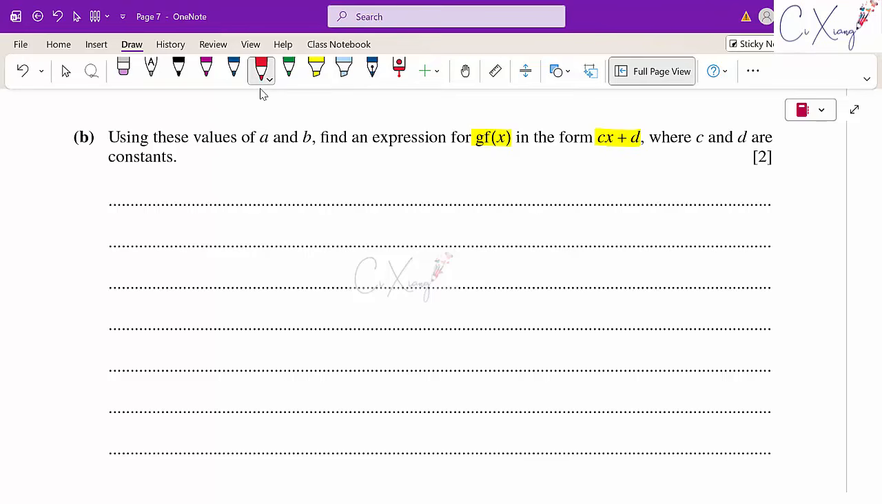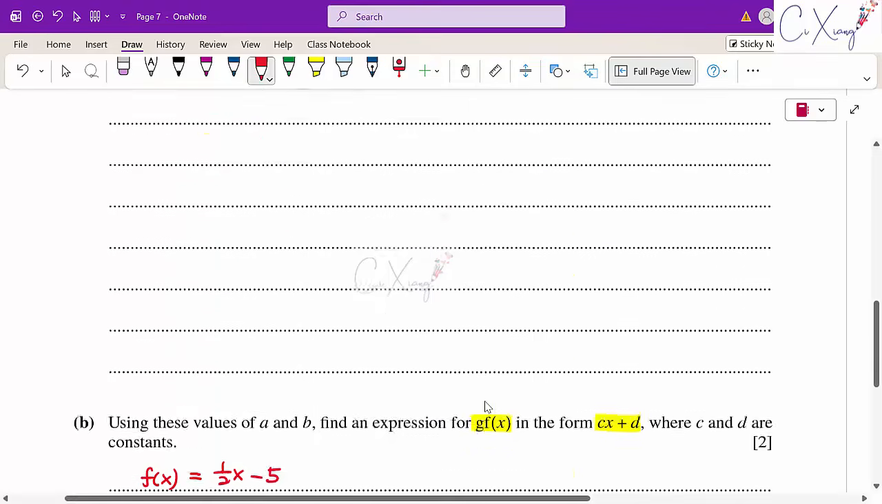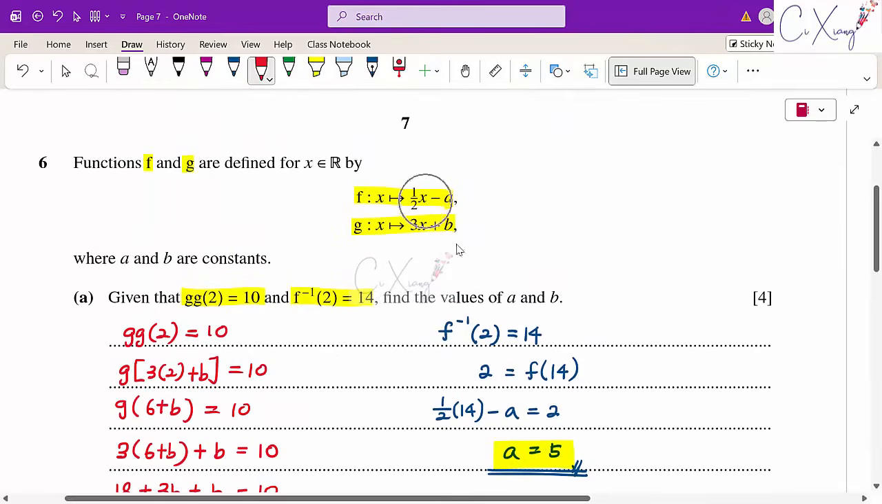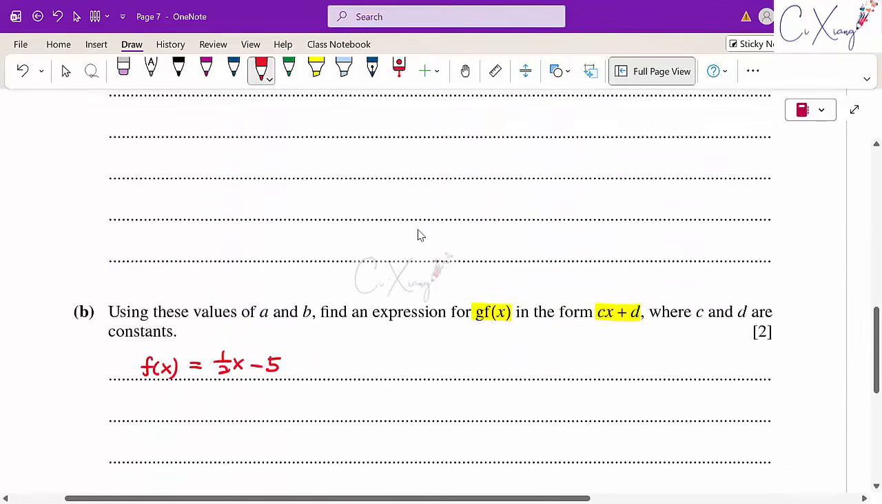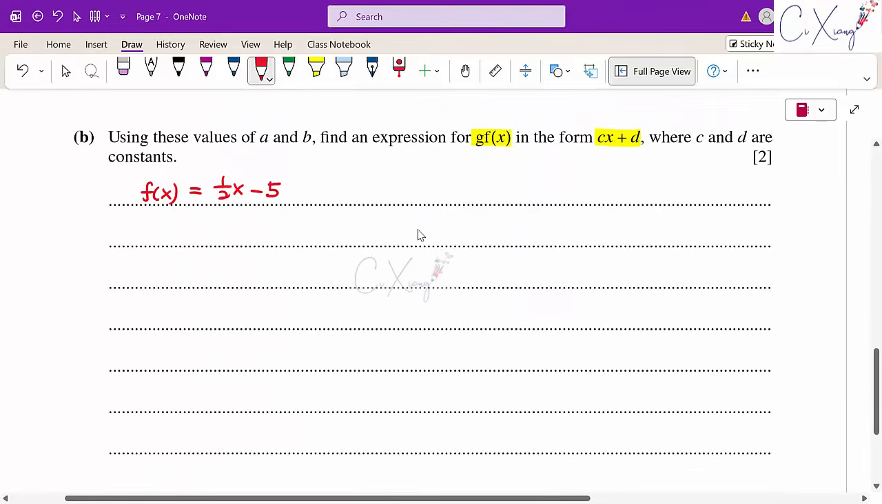What is your function f(x)? Your function f(x) is half x minus a, and a is 5. Okay, let's have a look again. Half x minus a, so half x minus 5. What's the function g(x)? 3x plus negative 2. Okay, so 3x minus 2, right? Then I rewrite again: g(x) is 3x minus 2.